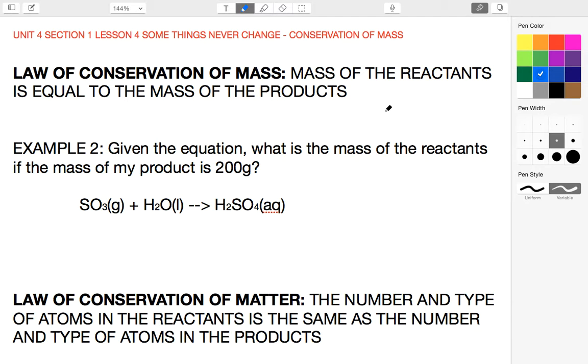This video is on lesson 4, conservation of mass. This lesson is on unit 4.